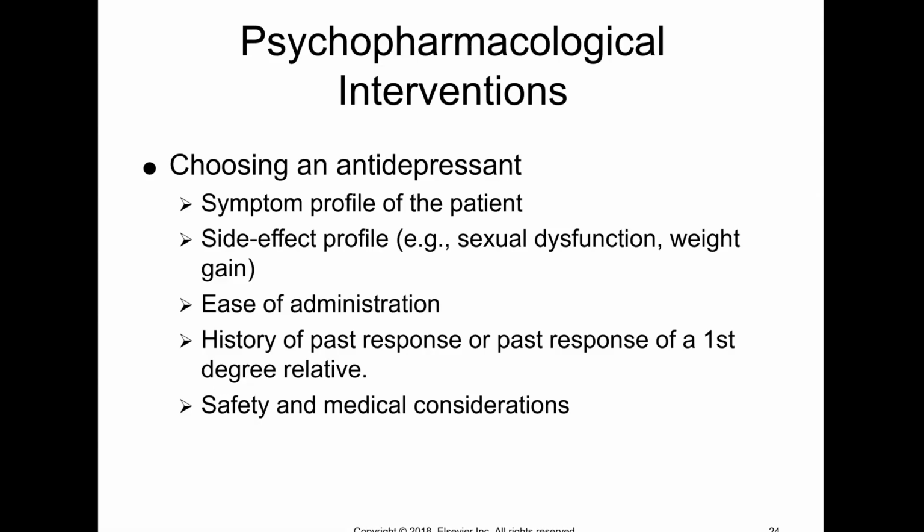Here's an important one: history of past response, or past response of a first-degree relative. It is important to note that if a family member has been on an antidepressant with good effect, and especially if they've had minimal side effects, because there's a shared genetic response, that medication should be considered for the patient.